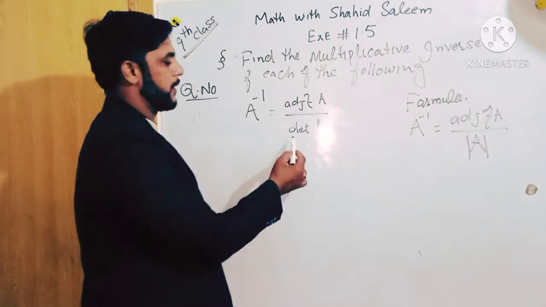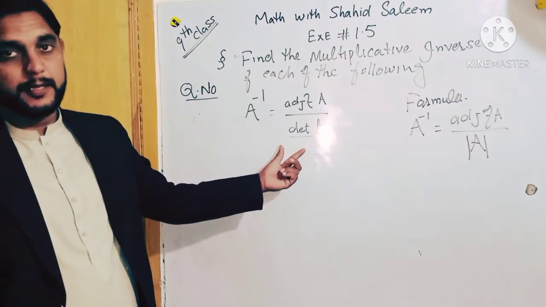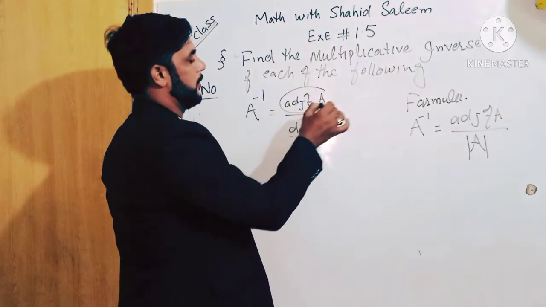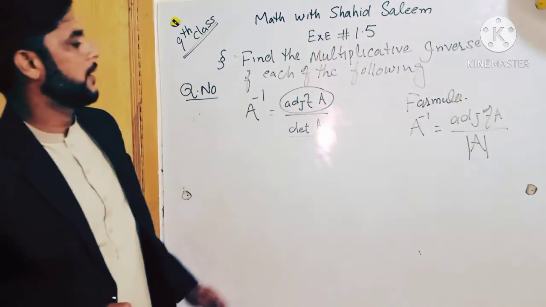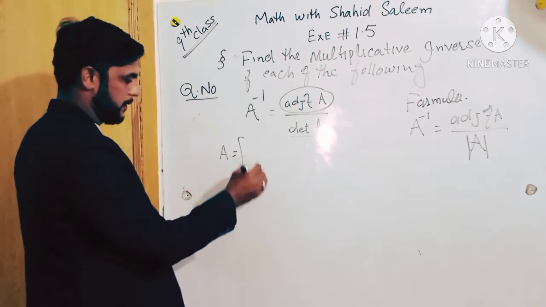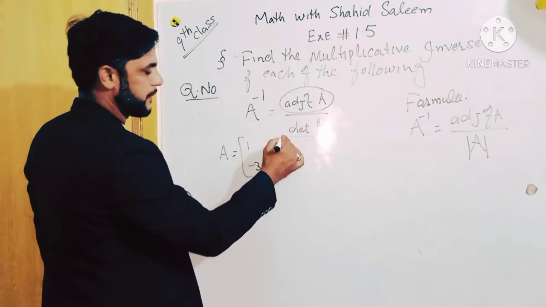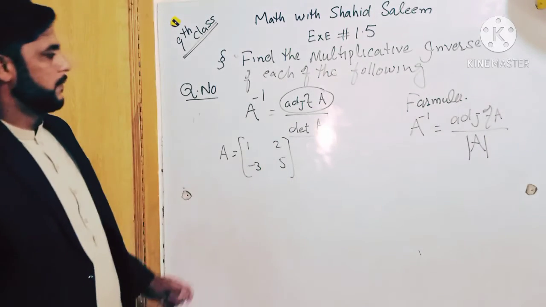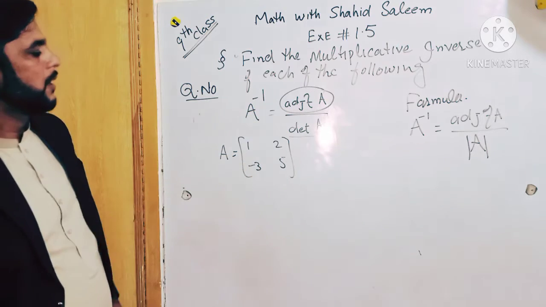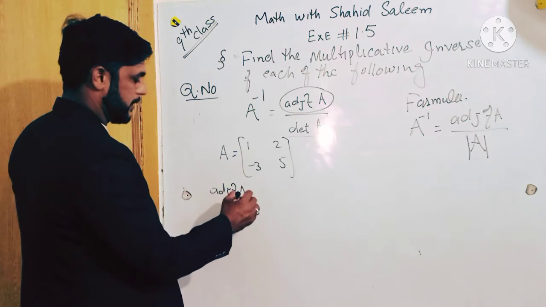In the last question we learned how to find the determinant of A, so now we need the adjoint of A. Let's say we have a matrix A = [1 2; -3 5]. We have to find the adjoint of this matrix A.